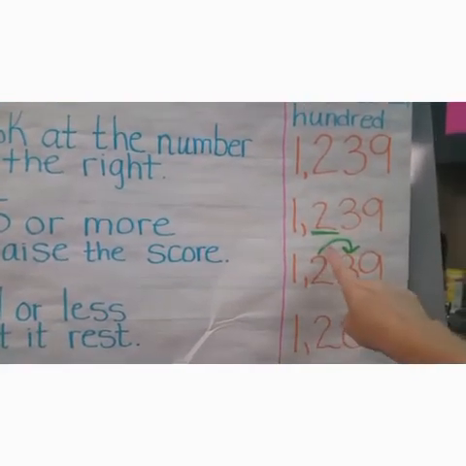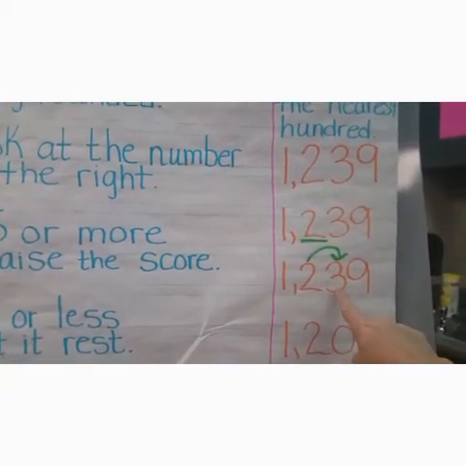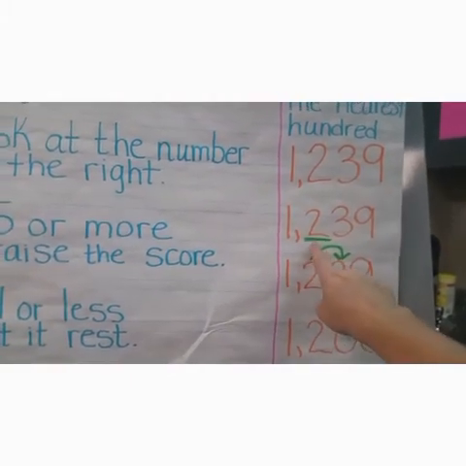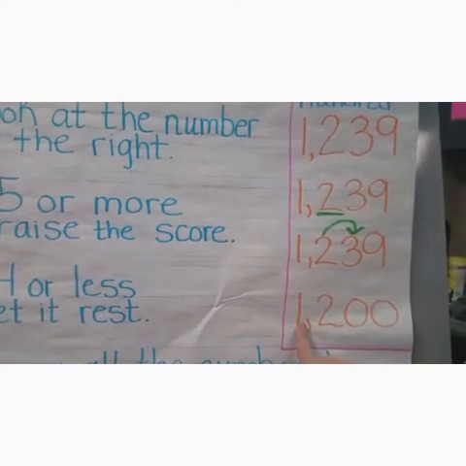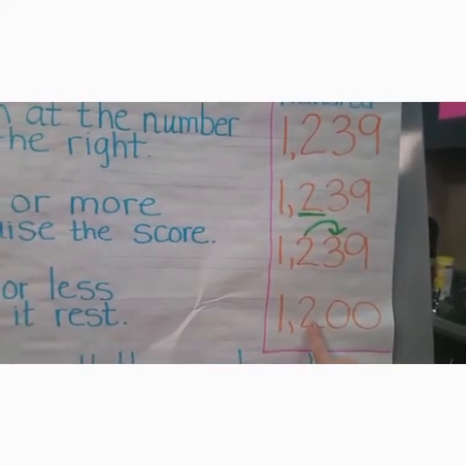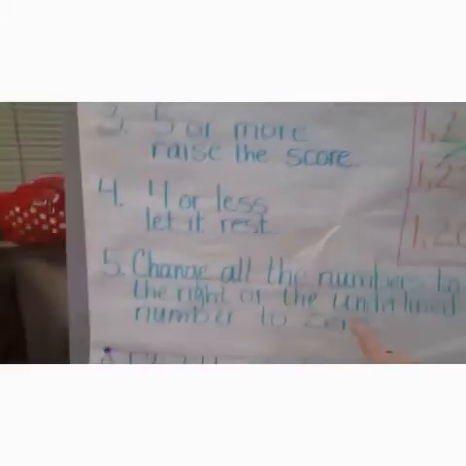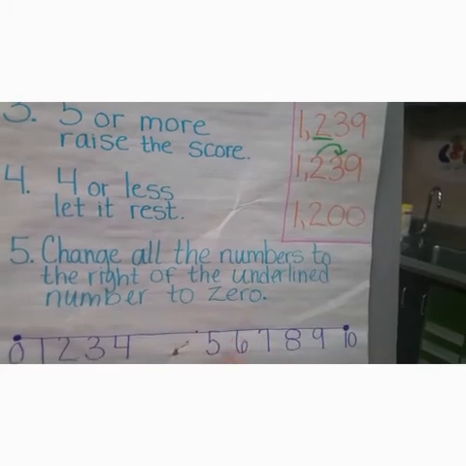So we come down here, we look, here's a 2. Look next to it, there's a 3. Since that is 4 or less, we are going to let this 2 rest. So we're going to keep everything in front of it. We're going to keep the 1,000, we're going to keep the 200, and everything behind it becomes a 0. So change all the numbers to the right of the underlined number to 0.